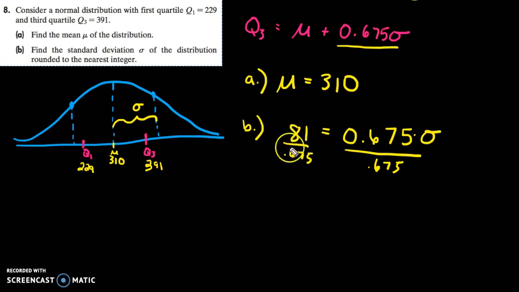But really I like this because it's getting at the meaning of what we're trying to do, is we know how far it is from here to here. We know that's 0.675 of a whole step. We want to know how big is the whole step. So 81 divided by 0.675 gives you 120. So there, you just found the standard deviation and the mean.